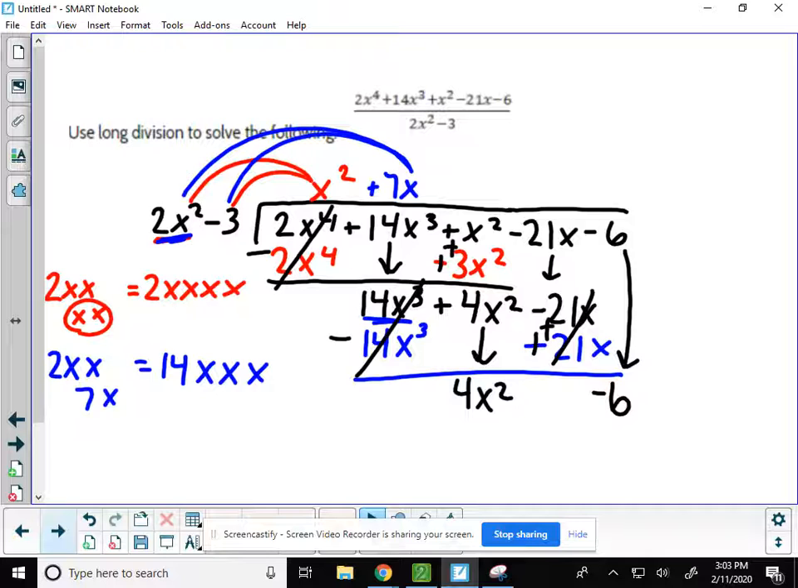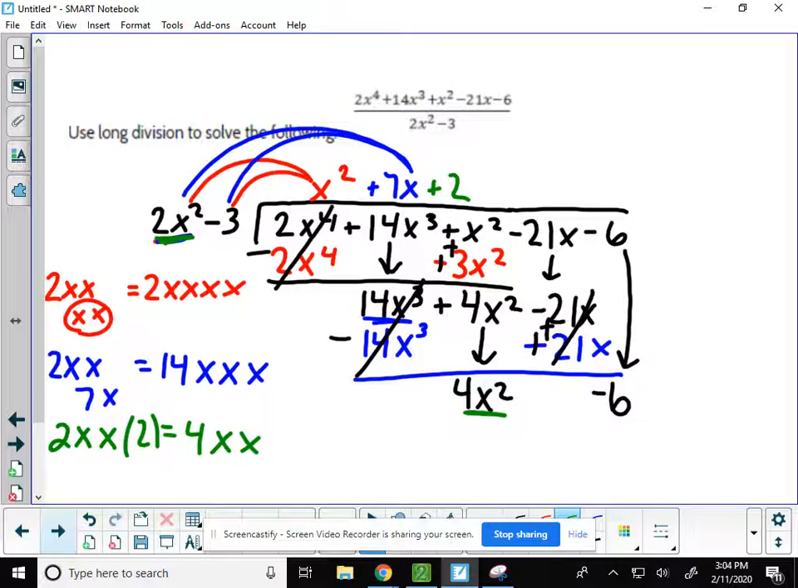Okay, so our last piece is to say this 2x squared out here, how do we get it to become 4x squared? So you have 2xx, you're trying to get 4xx. What you need is a 2. Okay, so that goes to both pieces, so I get 4x squared minus 6. When you subtract those, you get a remainder of 0.